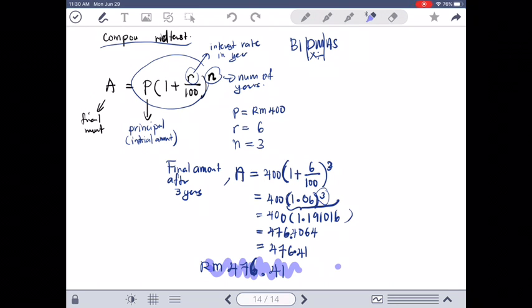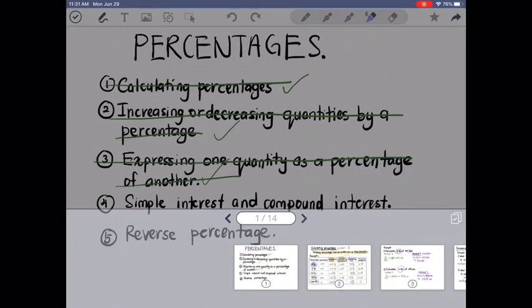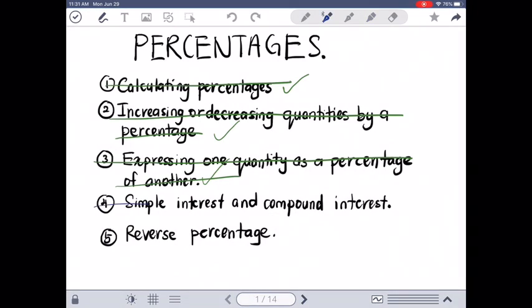So you will need to do more readings on simple interest and compound interest. Maybe just Google from the internet, or there's a lot of videos on YouTube about the introduction of simple interest and compound interest. So we have done with the second last topic.